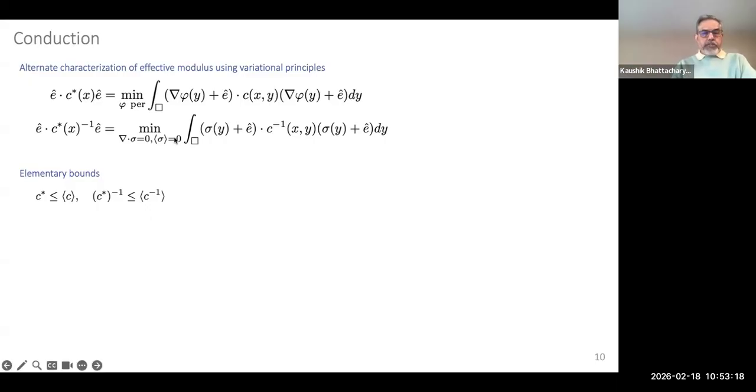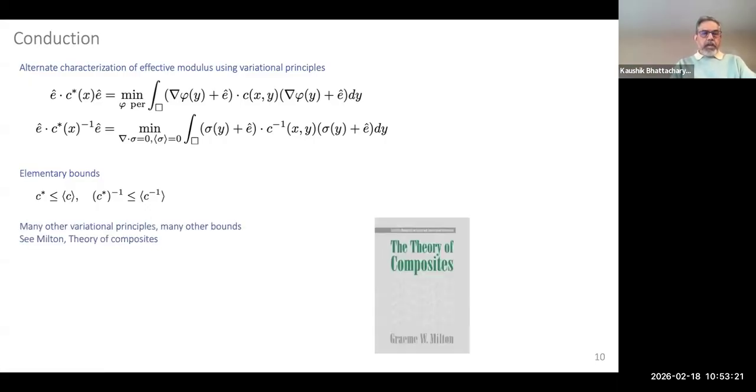So there are many such variational principles, and there are many such bounds that you can derive. And if you're interested, you should look at Graeme Milton's book. It's about 500, 600 pages of many different examples of variational principles and bounds. So that's about the linear elliptic problem, and you had already seen this before. I now want to move on to other examples, but let me again pause here to ask if there are questions.